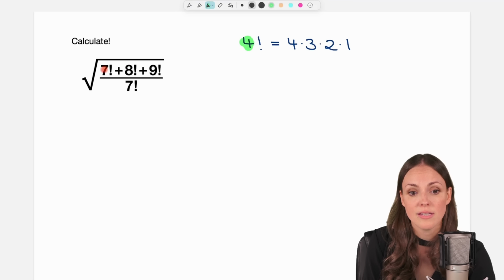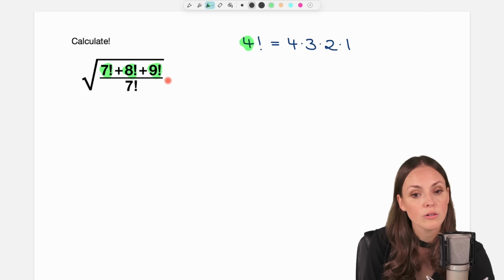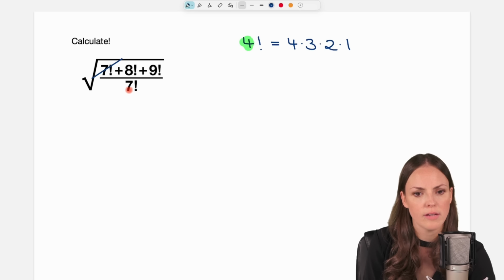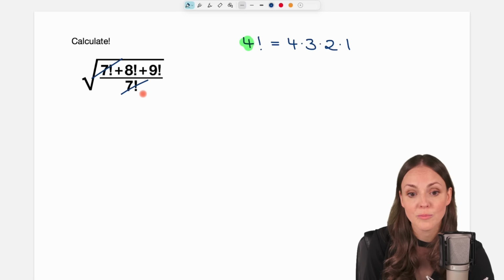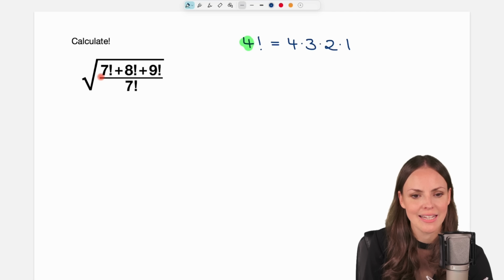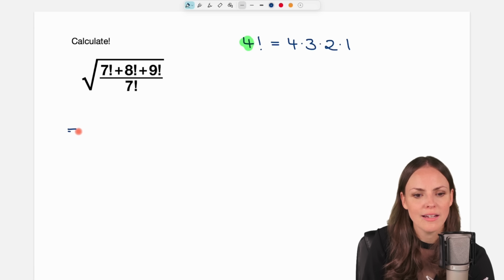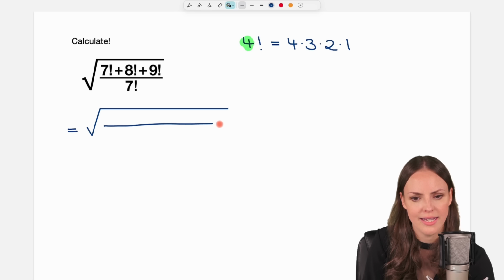And here we have 7 factorial, 8 factorial, 9 factorial, and down here we have 7 factorial. Maybe some of you might think, hey, I have 7 factorial here and here, I just cancel it out. Be careful. We have plus symbols here and here, which means that we are not allowed to just cancel things out. This would only be allowed if we had multiplication symbols. So we are not allowed to just cancel the 7 factorial. But what else can we do?